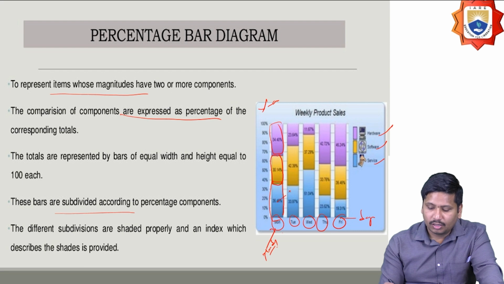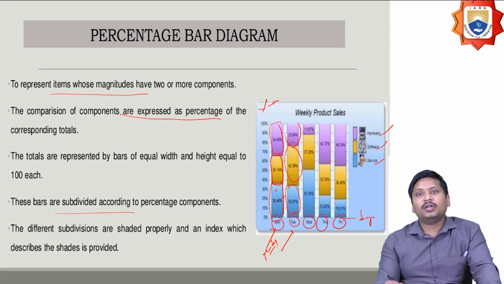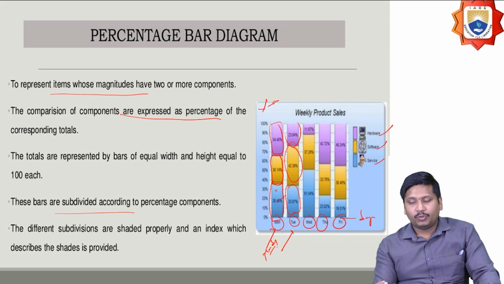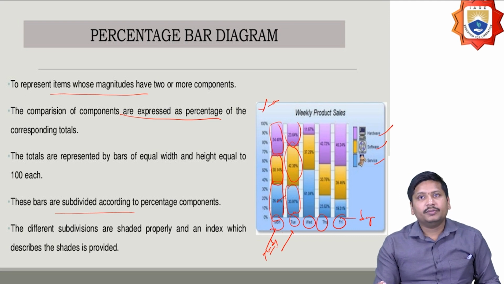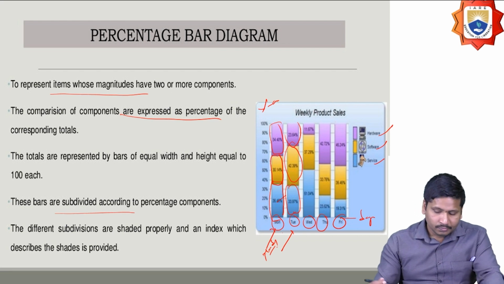Similarly, we have to find out how many services, hardware and software are available on Tuesday. Like this, I can make the composition of the bar diagram, what we call the percentage bar diagram.